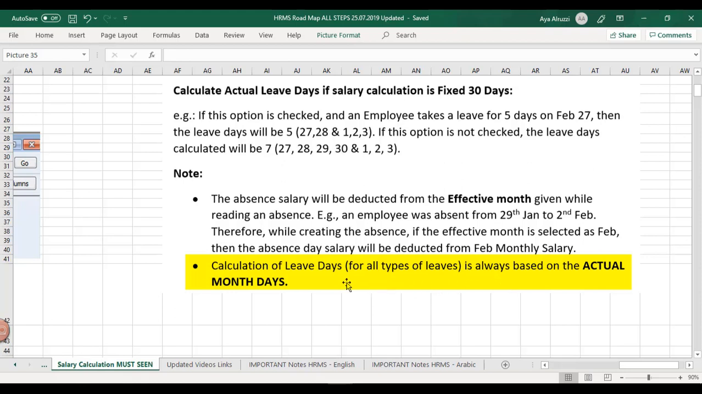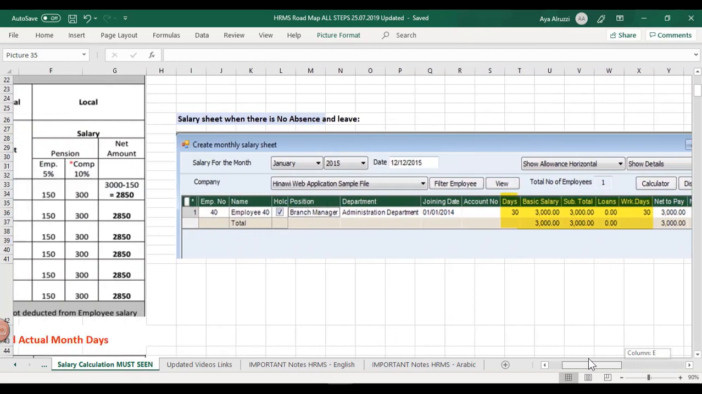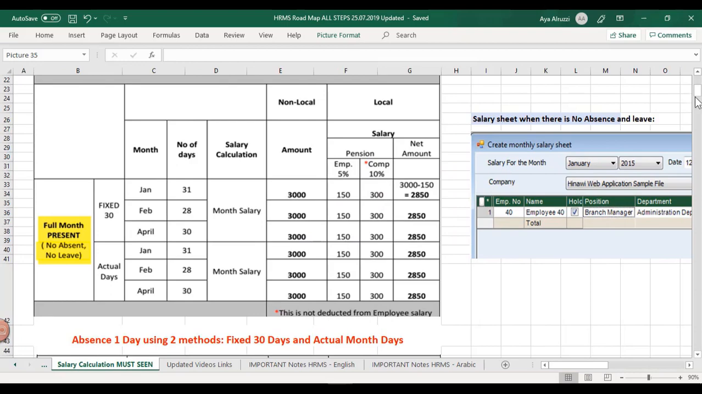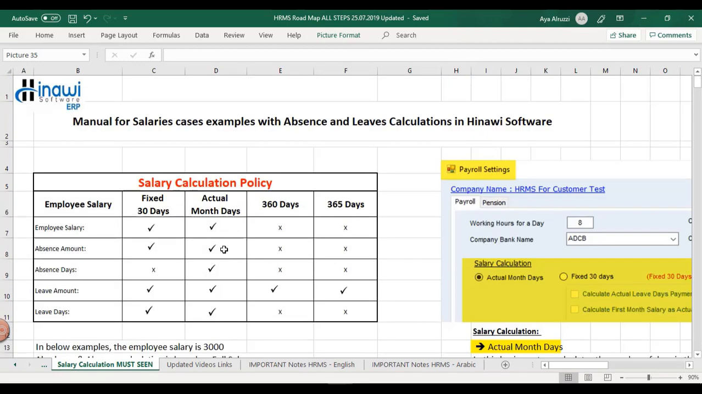And also, the last point is that when calculating leave days, for all types of leaves, it's always based on the actual month days. So this is how calculation of the leave days is, whether we're talking about any type of leave. It's always based on actual month days. We have seen that practically based on the table or the schedule we have covered and seen here.